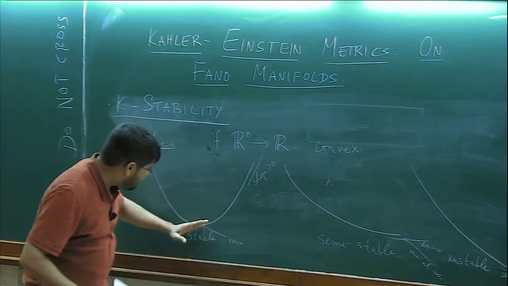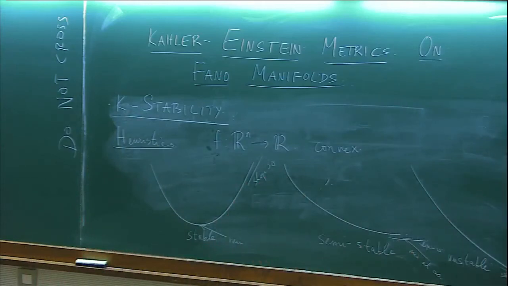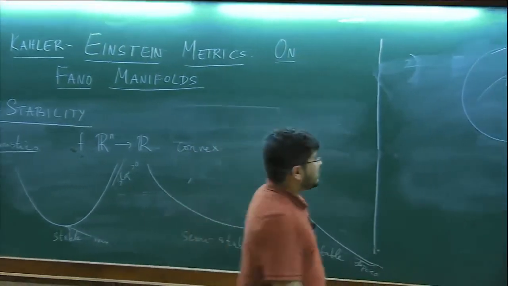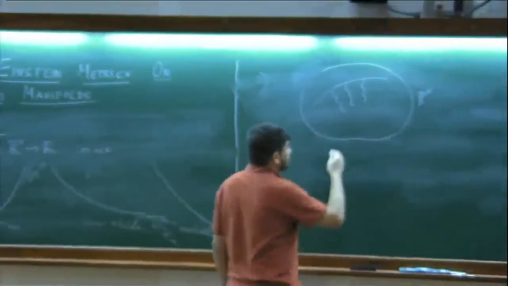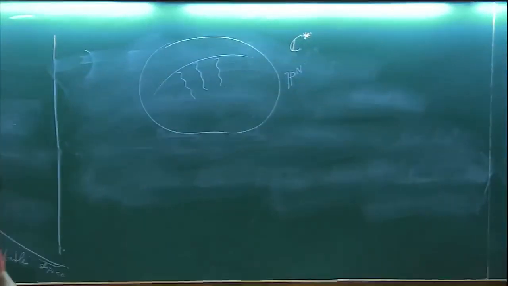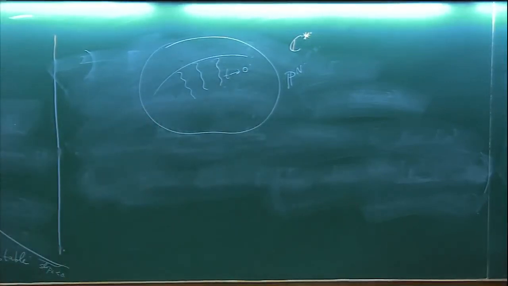Okay, so what I mean is the following: you embed your manifold in some big projective space, and you allow your manifold to degenerate along a one parameter family. That one parameter family is basically going to be parameterized by a torus, C star. So you have this one parameter family and you look at what happens as t goes to 0.